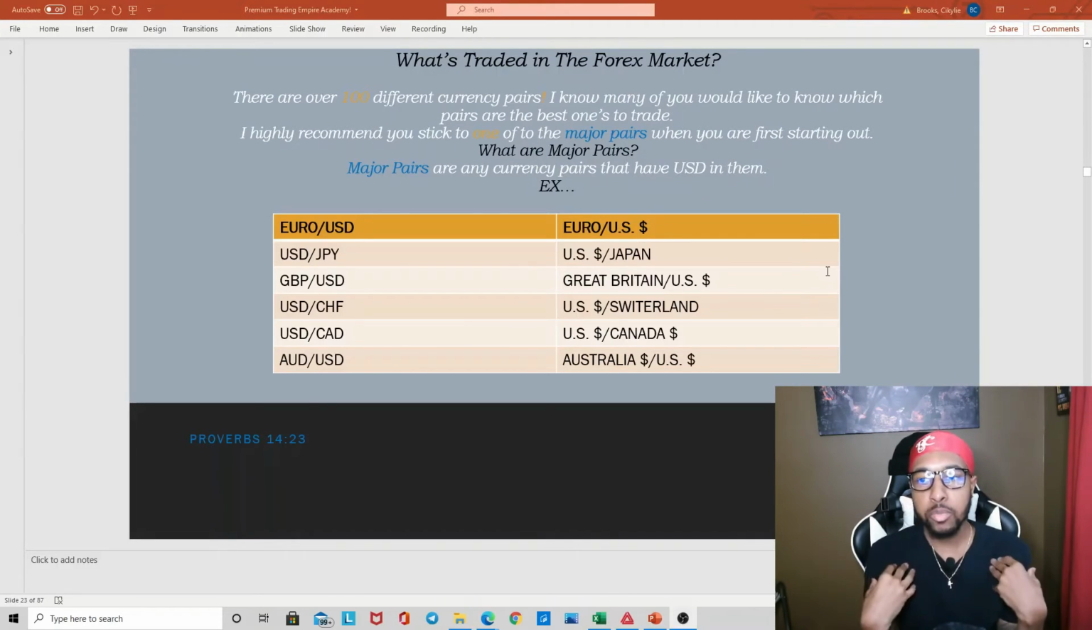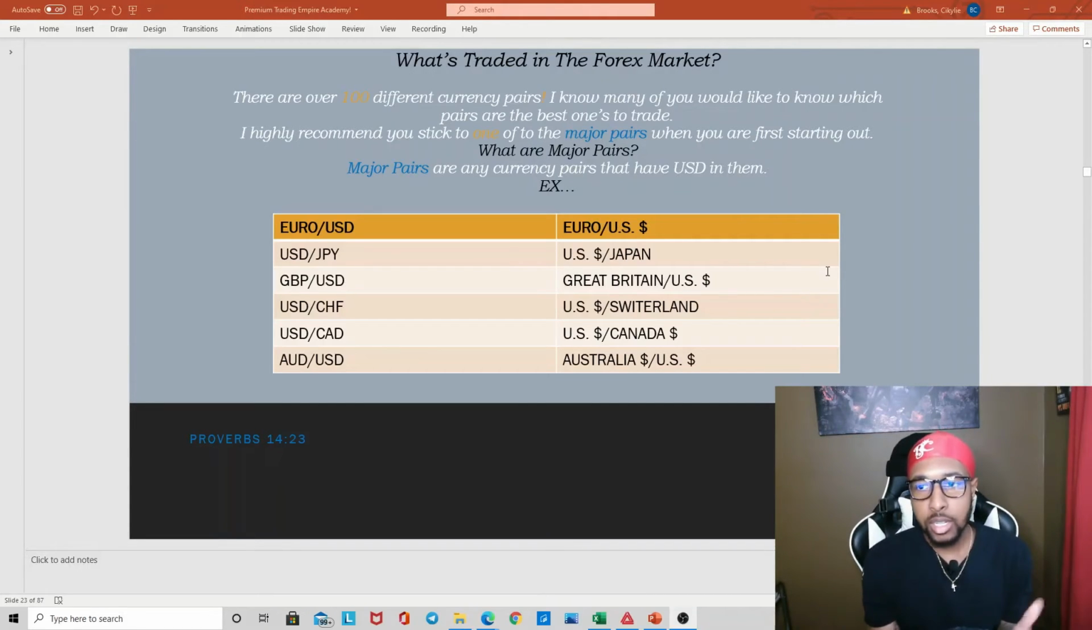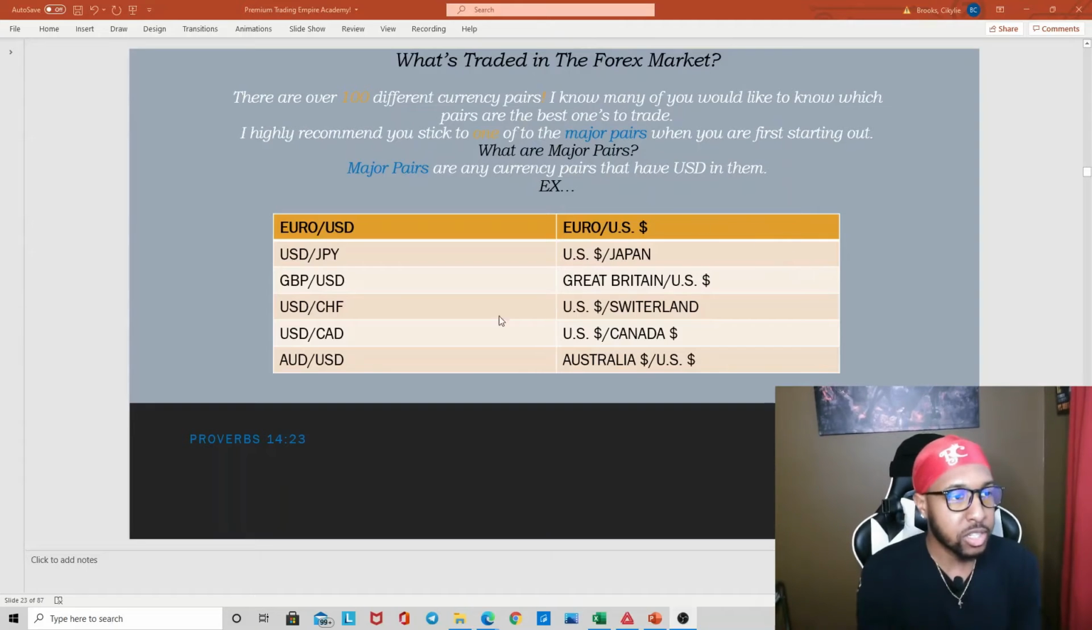Because like I told you guys before, the United States is one of the richest countries in the world. So it makes sense to trade currencies that are paired with the United States dollar. All right, and this is a list of these right here below.